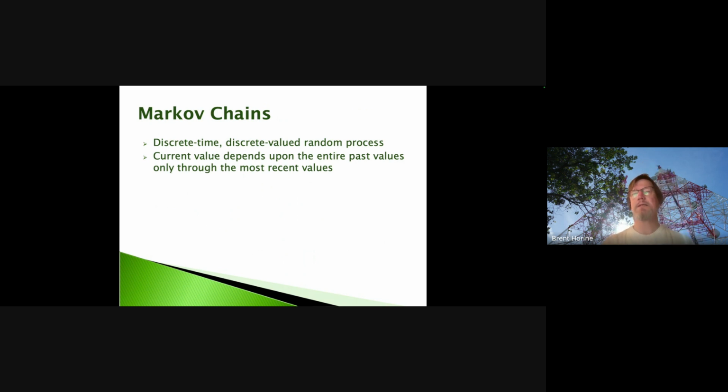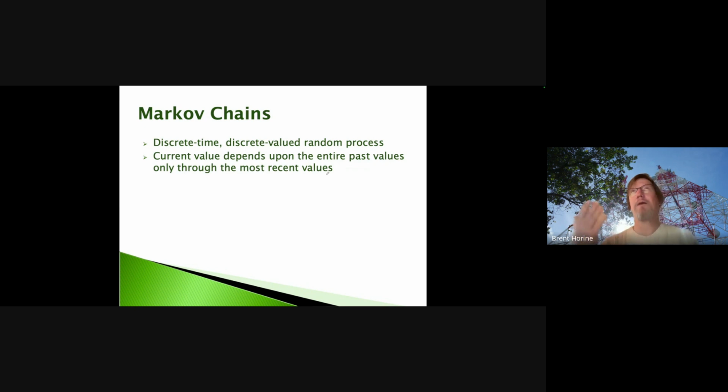but let's look at Markov chains in concept now and define those, right? So here we have a discrete time and discrete valued random process, right? So it's random and it's taking on discrete values at discrete time steps, right? So its current value depends on the entire past values only through the most recent values.